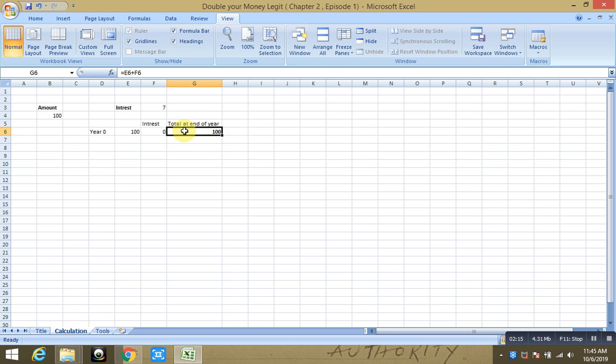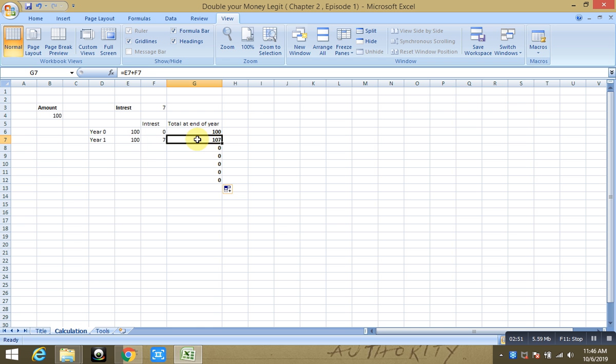So if we have placed this amount at 7% interest for the next year, at the beginning of year one we will have $100. We will earn 7% interest on this 100, so we will earn $7 by the end of the year. So at the end of the year, we should have $107.